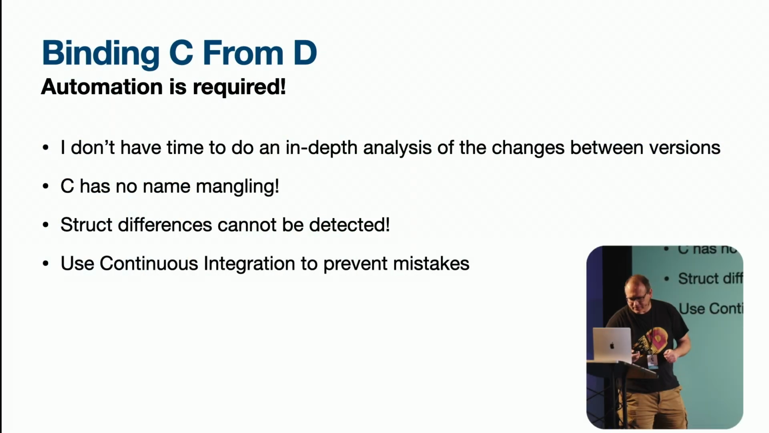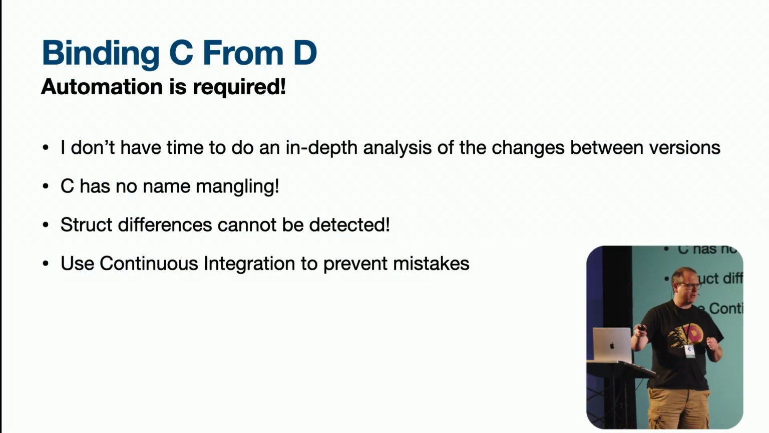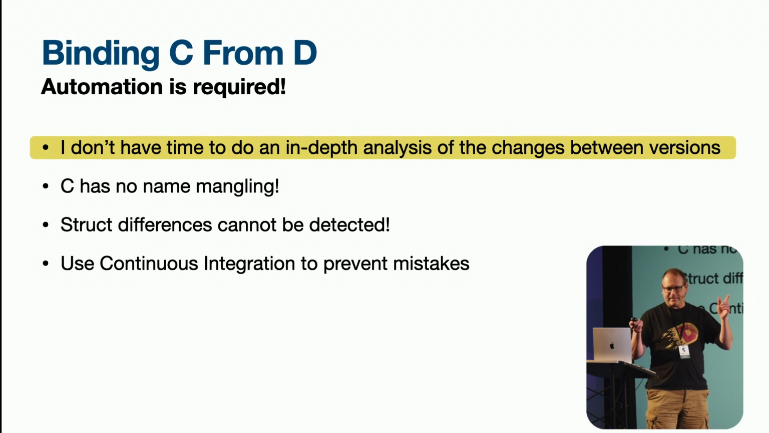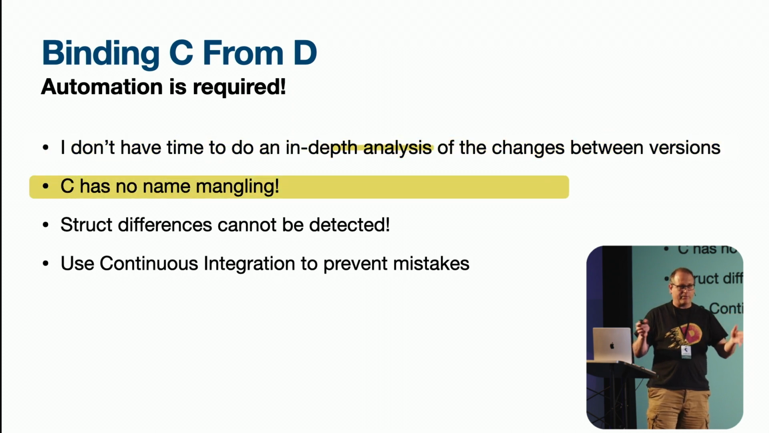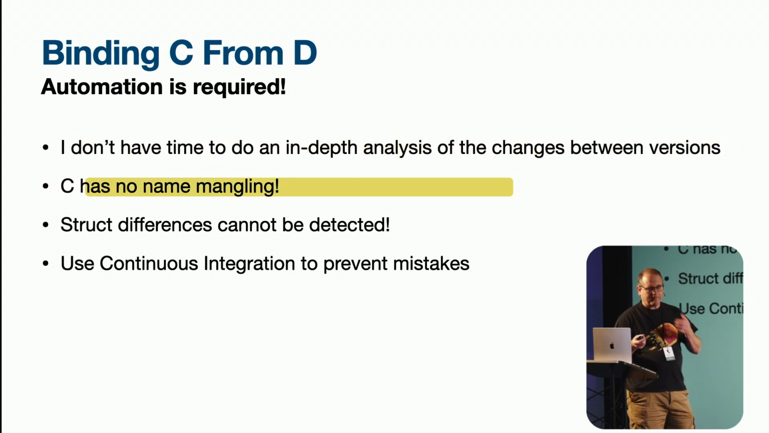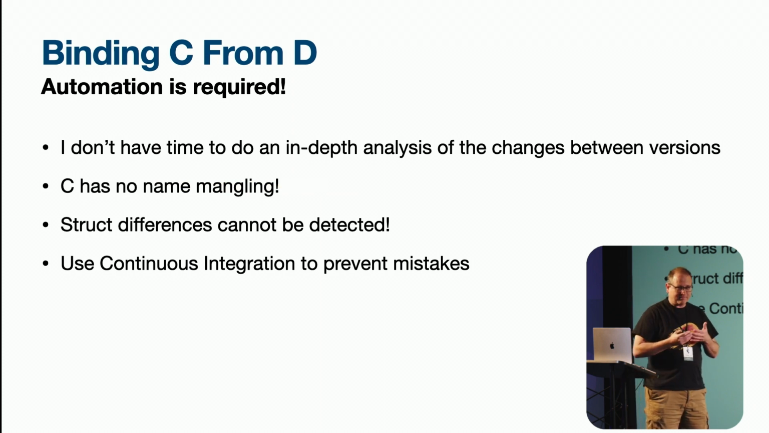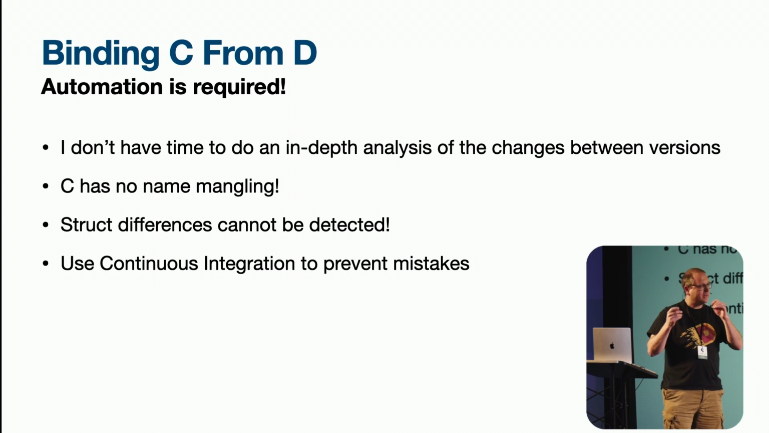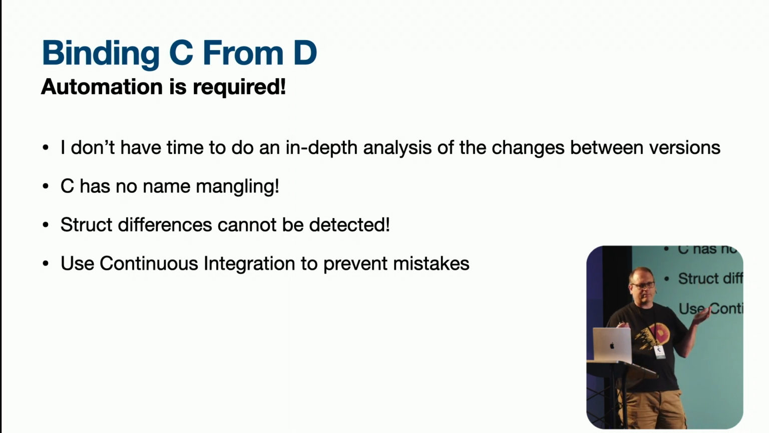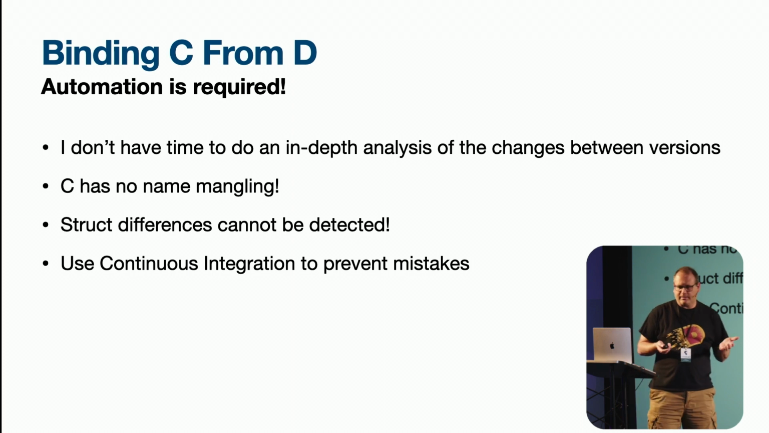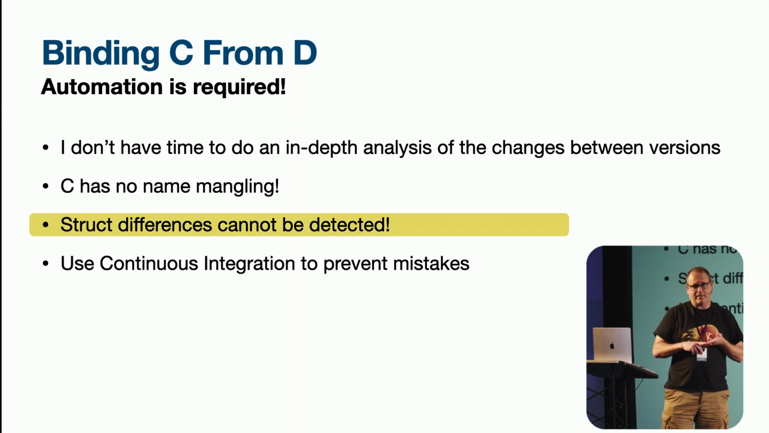Oh yeah. So these are some of the reasons why we do this. Don't have time. C has no name mangling, so if you get something wrong, like the parameters change, that's something we couldn't detect. If the number of parameters or the types change, C doesn't help you. If you link against the wrong thing, it's just going to crash. So struct differences cannot be detected.